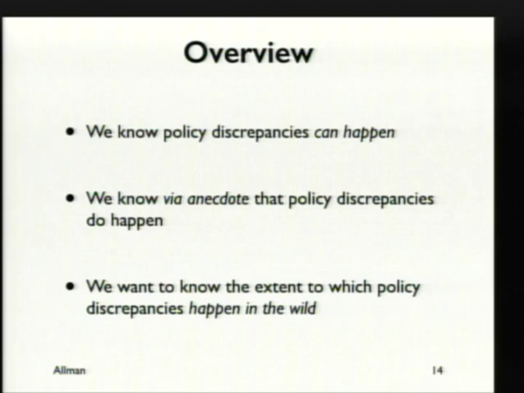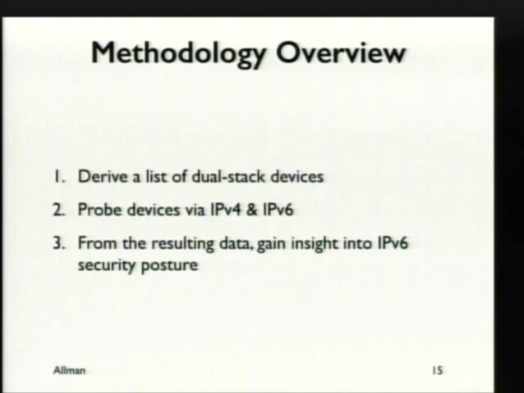And this is an overview of our methodology, which is a pretty straightforward measurement study methodology. First thing we need is a list of dual stack hosts. Okay? One host speaks both V4 and V6. We need a whole list of those things. The bigger, the better. Second step, probe these dual stack hosts with both IPv4 and IPv6. And the third step is take all that data and try to make some sense out of it, get some insights out of it.